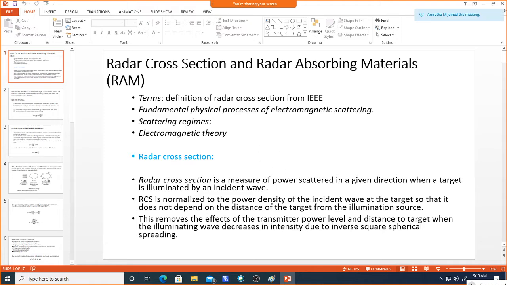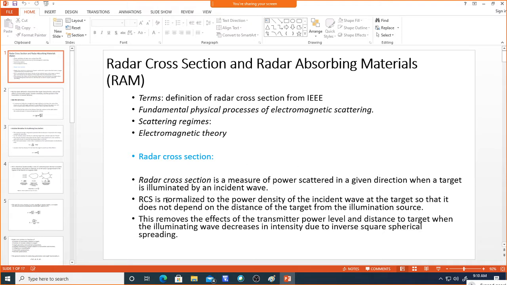Whenever you send an incident wave with some particular power, it hits the target, and the target scatters it uniformly in all directions, if it is a uniform shape. Then the return signal, the scattered wave which comes to the radar receiver, we measure that power. Based on that received power and the incident power, we take the ratio of the incident and received power, and then including other parameters, we find out the radar cross section.